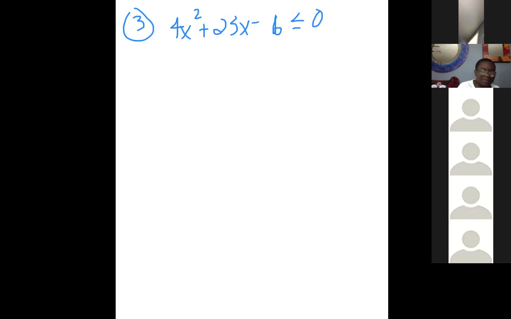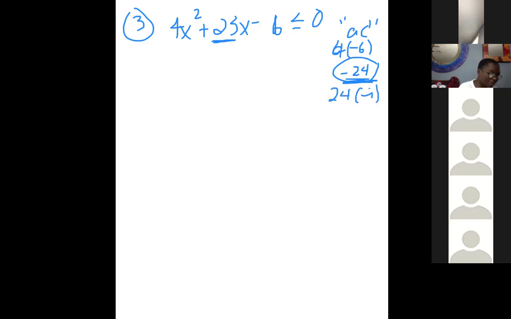Now, how do we determine if it's factorable? Do a quick AC to see if it works, the AC method. So we take A, which is 4, and multiply it by -6, which is C. So we get -24. The question is, can we find two numbers that multiply to give us -24 and add to give us +23? Absolutely. That would be 24 times -1. 24 times -1 is -24, and 24 minus 1 gives you +23. So it works, so we can factor this one.